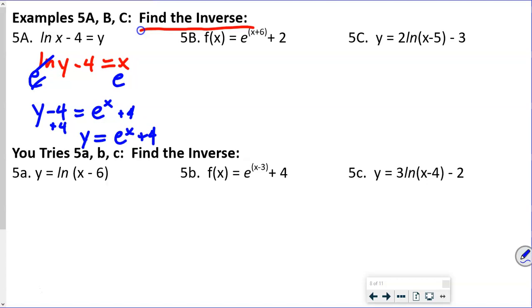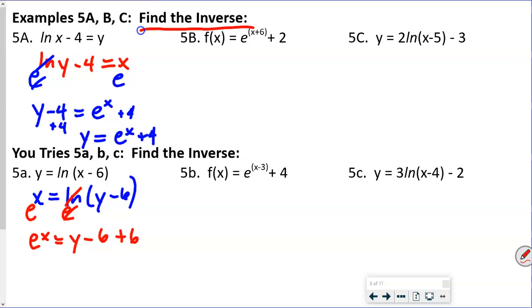Okay, here again, we're going to say x is equal to the ln of y minus 6, right? Okay, so again, we're going to take this to the e power. We're going to take this to the e power because that's what's going to get rid of our ln. So we have e to the x is equal to y minus 6. So this time we're going to add 6 to both sides, right? So this is going to be e to the x plus 6 is equal to y.